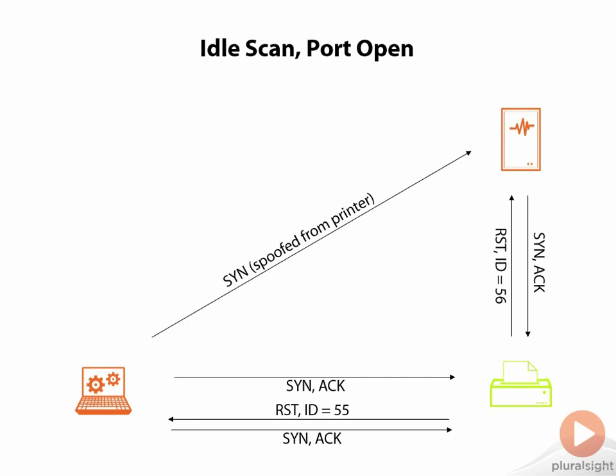We then send a second packet to the idle system, which again responds with a packet and another ID value. At this point, we've received two ID values from the idle system. If they differ by 2, as they do in this case, we can deduce that the idle system and the target exchanged packets and that the queried port is open on the target system from the perspective of the idle system.